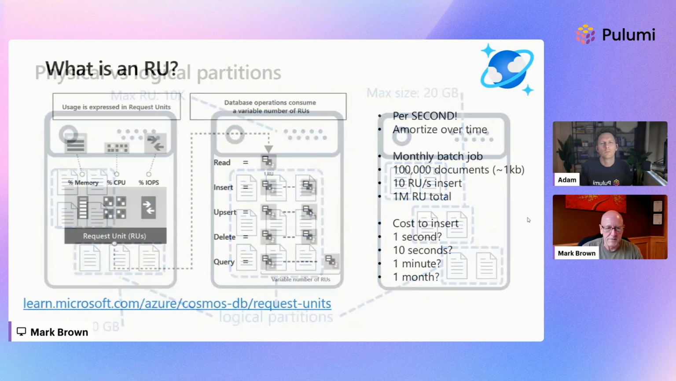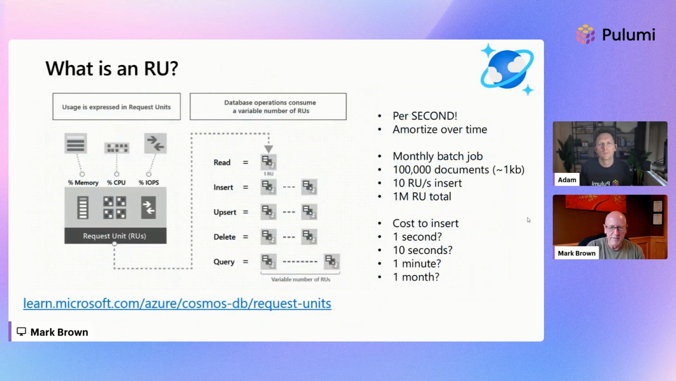And then there's some other stuff as well. But for the purposes here, it's fully managed, so we're trying to keep it simple. So what is an RU? Well, it's essentially this abstraction for the memory, CPU, and IOPS that I talked about here, right? It's basically a proxy for compute. And you consume RU depending on what you're doing.